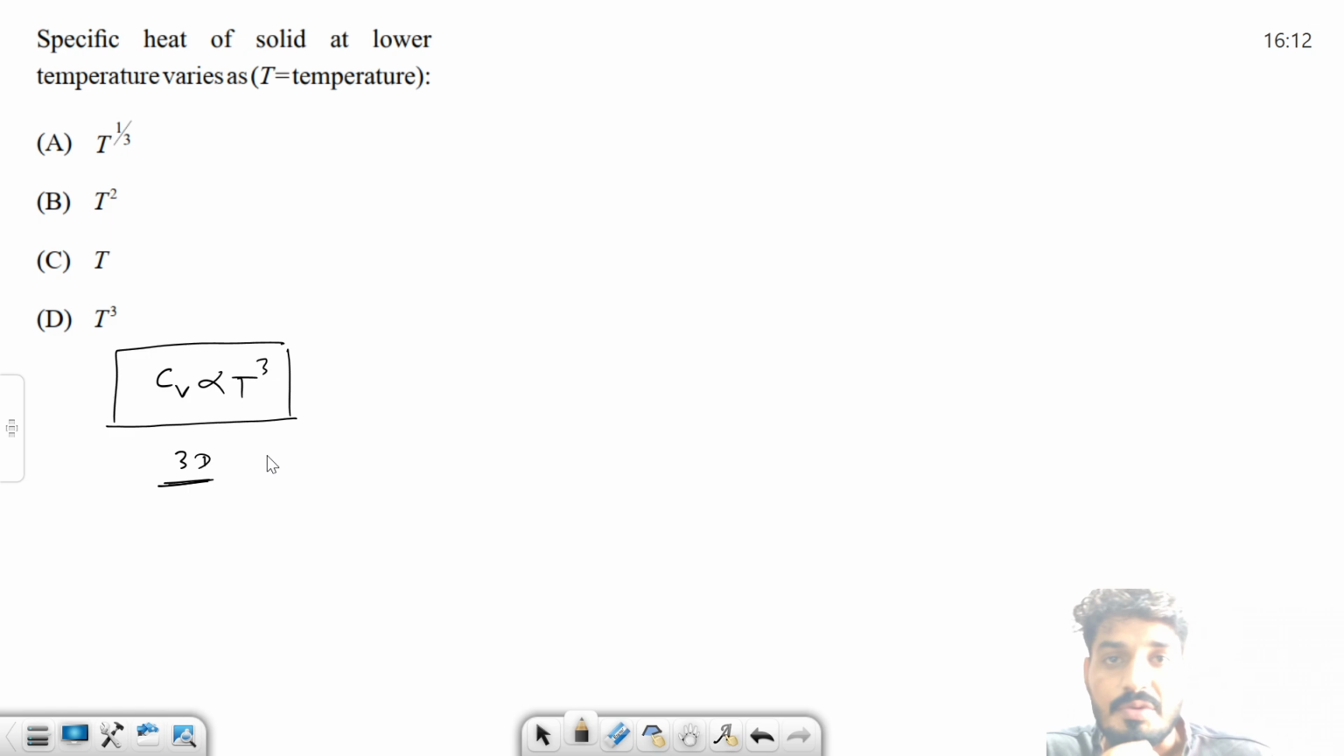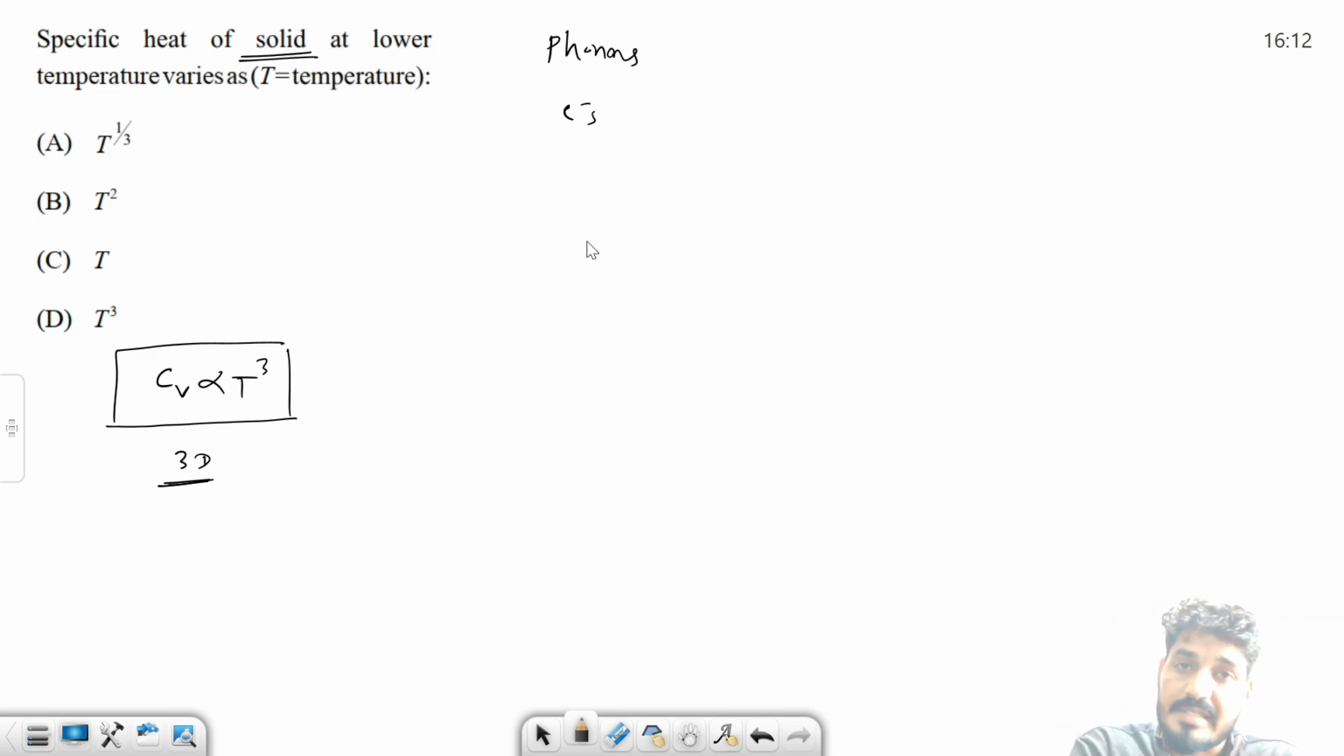Sometimes they may ask in 2D. Sometimes they may ask in 1D. Sometimes they may ask for other things also. Because look at solid. When we are talking about the solid, that means we are talking about the phonons. They may ask about electrons as well. They may ask about something else. Then what you will do?